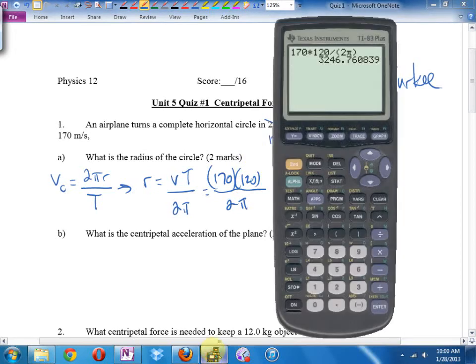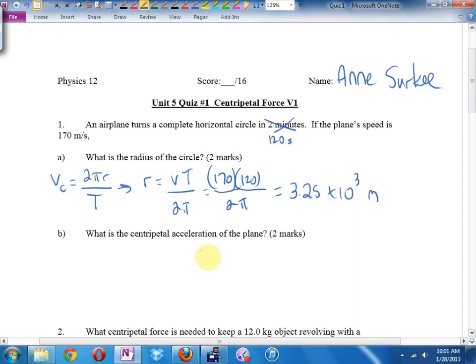Radius is about 3¼ kilometers, which at first I went, that seems, no, you know what, that seems about right. A plane taking 2 whole minutes to do a circle, traveling 170 meters per second. Yeah, that's about right. Gut instinct, sure, that seems good. What's the acceleration? Okay.